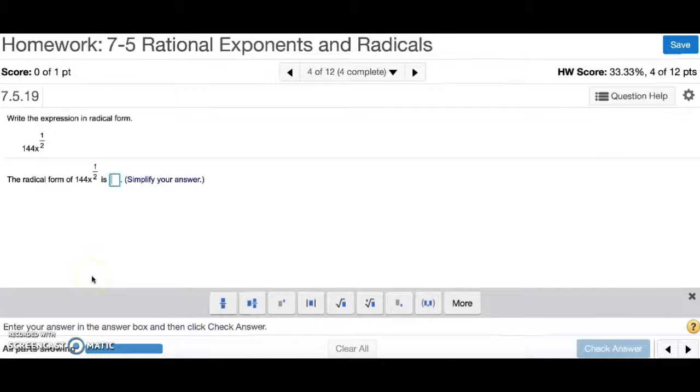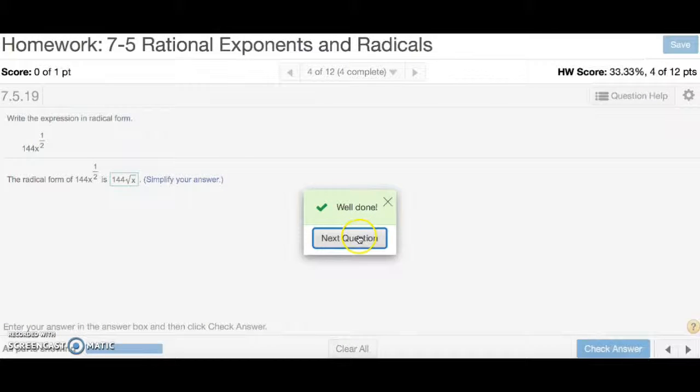So typing in, we'll have 144 radical x. And that's the answer for number 4.